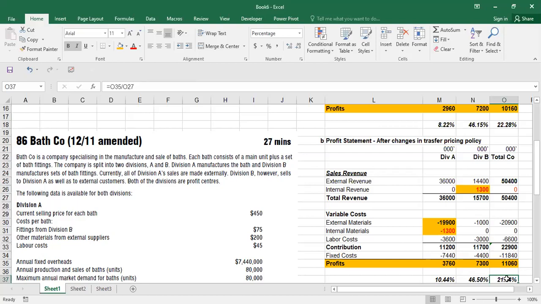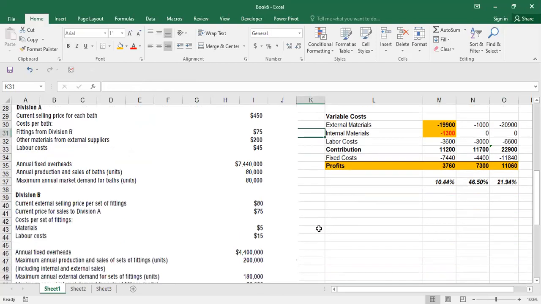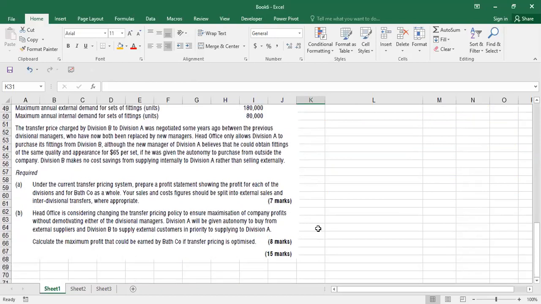So is this transfer pricing acceptable? What did they ask us? They did not ask us to recommend something, okay? They only asked us to make this calculation. They said that head office has allowed it and just calculate it after the transfer pricing.